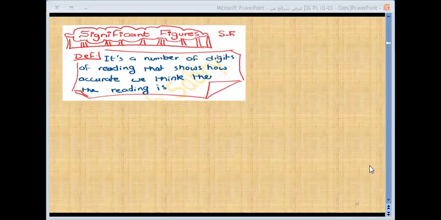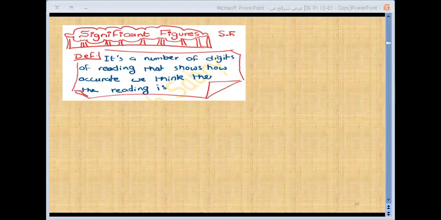Now, inshallah, I'll begin with the new part to be explained, and I'll answer any question later, inshallah. Here we see in front of us the title: significant figures. Significant figures, or sometimes they say significant digits, is a very important point to be known.